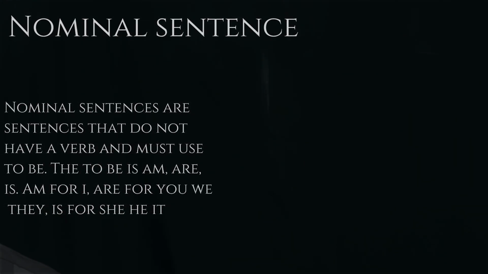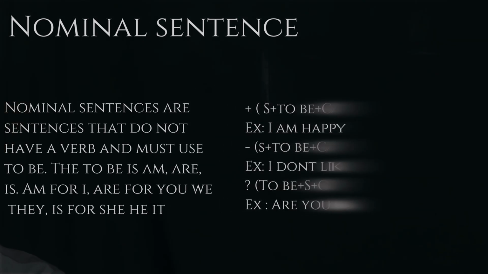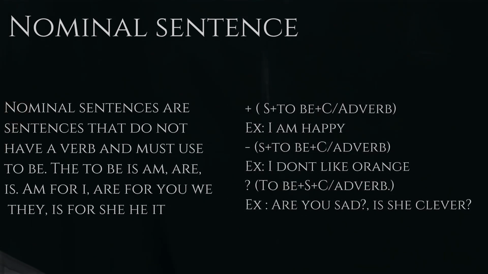The next type is nominal. Nominal sentences are sentences that do not have a verb and must use the to be. The to be is am, are, and is. Am for I, are for you, we, and they, is for she, he, and it. The positive formula is subject plus to be plus complement or adverb. For example, I am happy.